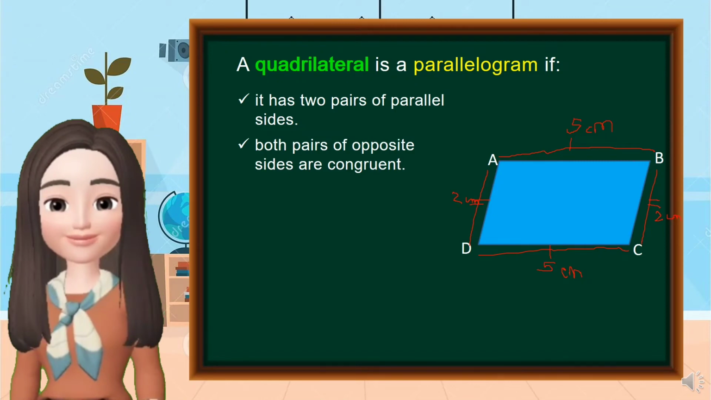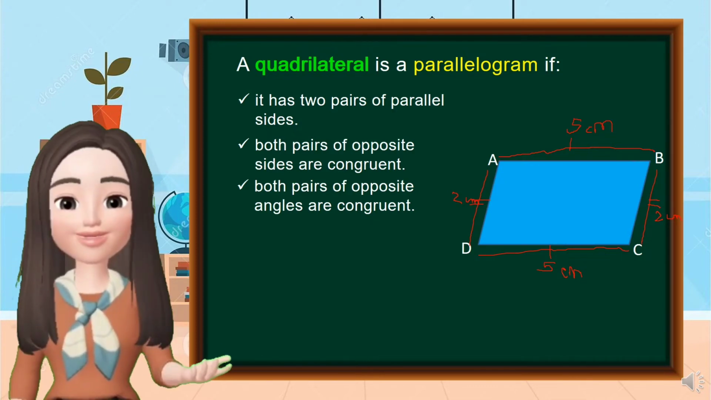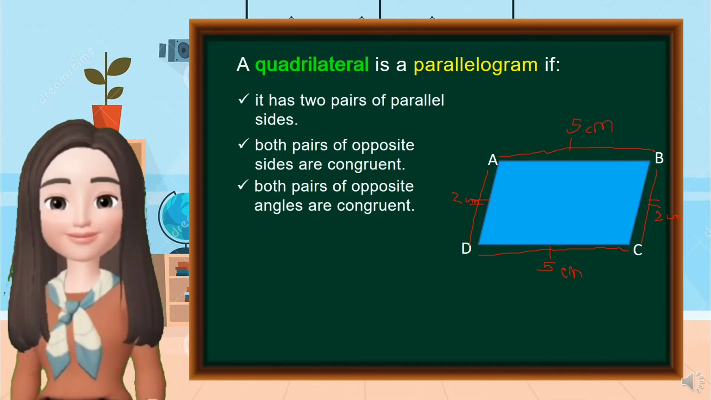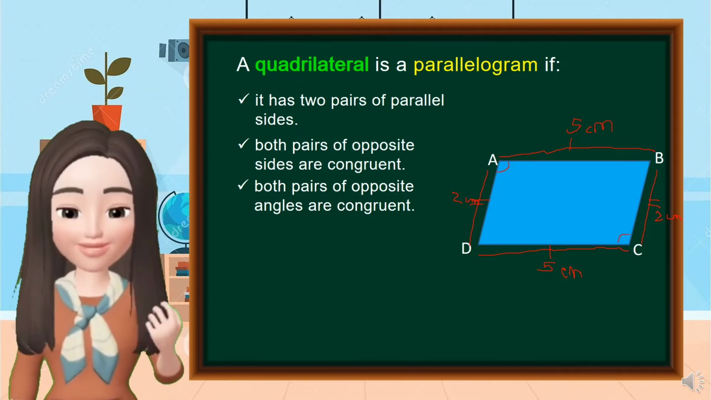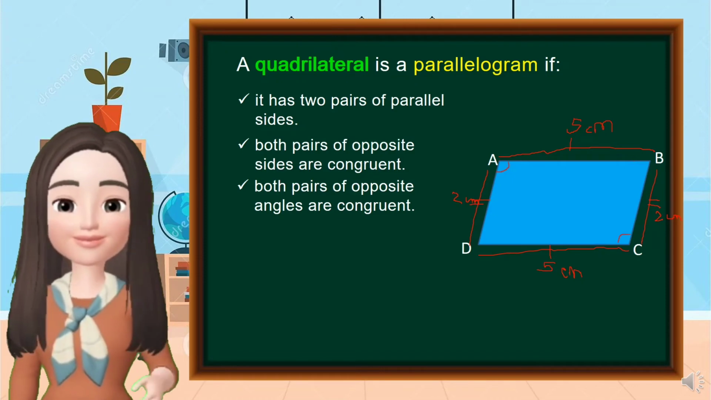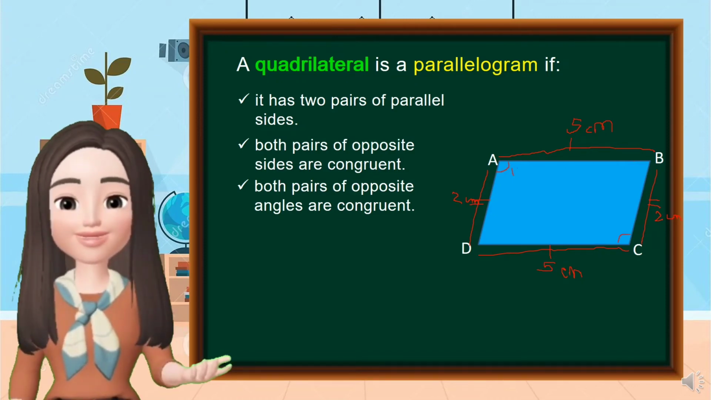Okay. So another one is, both pairs of opposite angles are congruent. So kailangan yung opposite pairs of angles are congruent. Alin ba yung opposite angles natin dito? Alright, yung ating angle A and angle C. So dapat ito ay congruent din, okay? For them to be congruent, ang ating angle A, kung ito ay 110 degrees, dapat ang ating angle C ay 110 degrees din. Alright? Naunawaan ba?